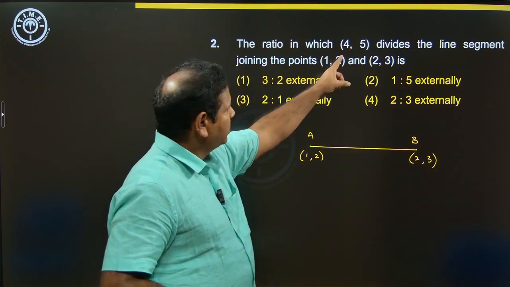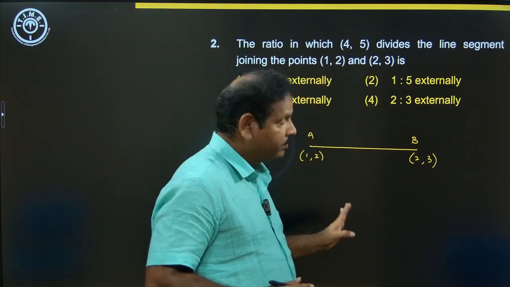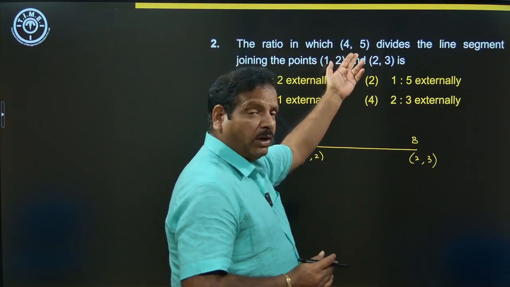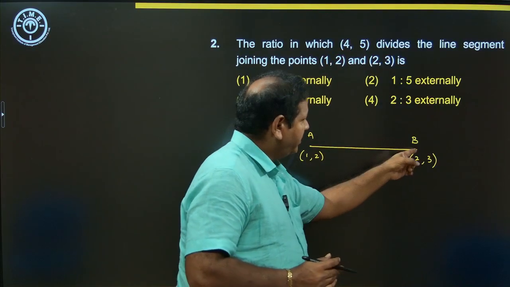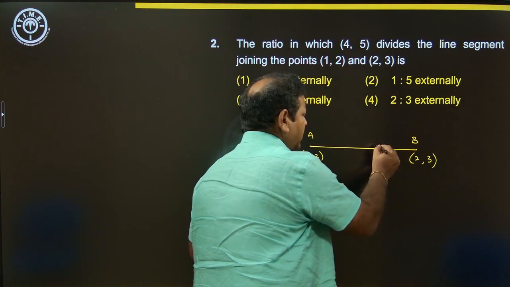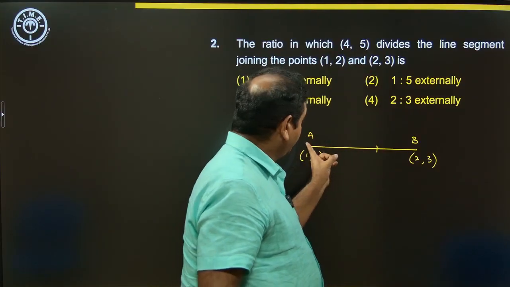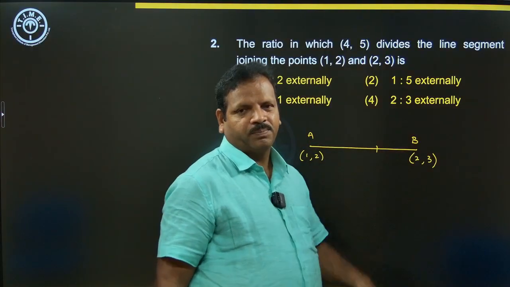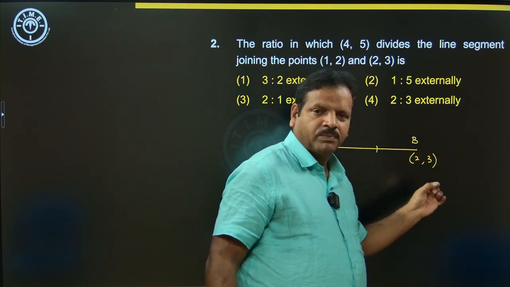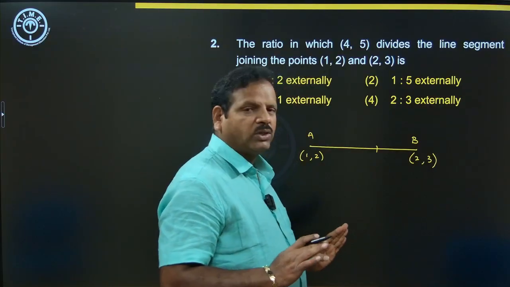In what ratio does 4 comma 5 divide the line segment joining these two? If 4 comma 5 is a point, in what ratio does it divide AB? That point 4 comma 5 may be in between these two or outside of this. Suppose it cuts in between AB. If you name this point as P 4 comma 5, then we say P divides AB internally. AB is extended somewhere. Suppose P is outside of AB, then we say P divides AB externally. This one would be internally, but we will not know until we calculate the ratio.